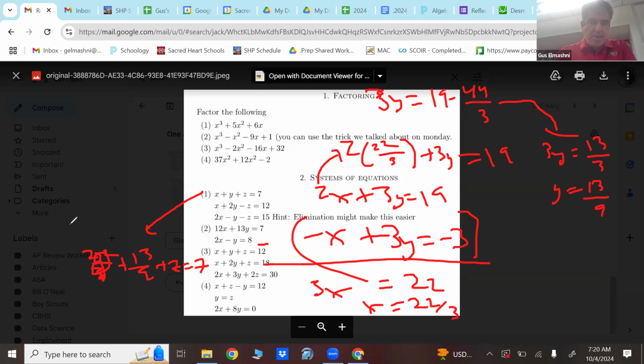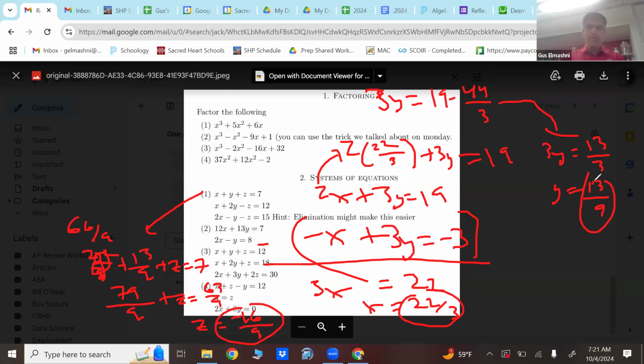So that's 66 out of 9. That's 79 out of 9. 7 can be thought of as 63 over 9. Move it over, you get negative 16 out of 9. Hope that makes sense for that one.